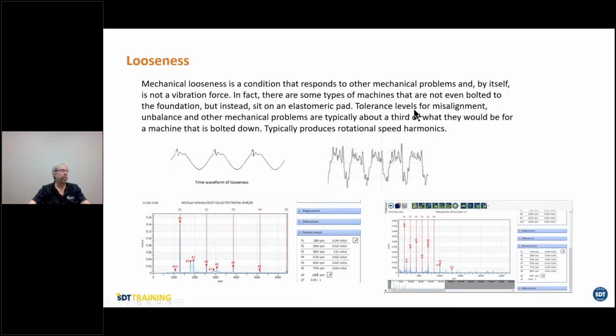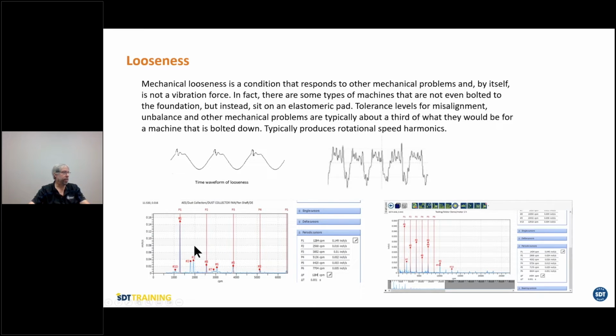The tolerance levels for misalignment and imbalance are much higher on that type of setup than if something was bolted down. So typically when you have a looseness condition, you'll have a time waveform that resembles this or this. The moment you see a little peak like this, and the square wave, it would automatically produce harmonics. Harmonics are multiples of a frequency. It could be 1 times RPM, it could be a gear mesh, it could be a bearing defect. It's a multiple of a fundamental frequency that we can see on a spectrum.